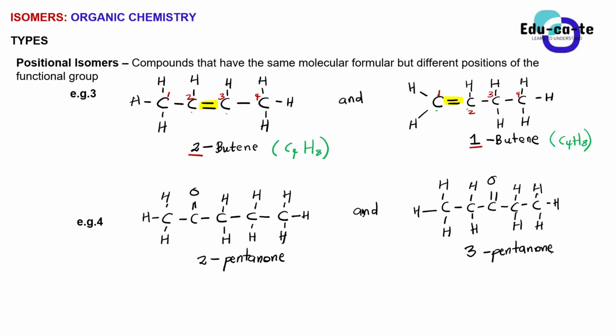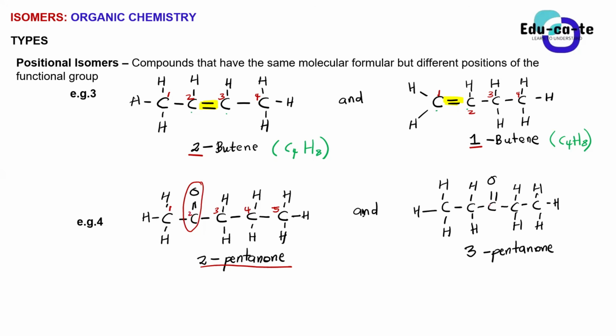But now the difference between them here is the position of the functional group. If you look at the first compound, the functional group, which is the carbon double bond oxygen, this carbonyl group, it is found on carbon number 2 of the parent chain, because this is carbon 1, this is carbon 2, this is carbon 3, this is carbon 4, this is carbon 5. So basically it's found on carbon number 2, hence we name it 2-pentanone.